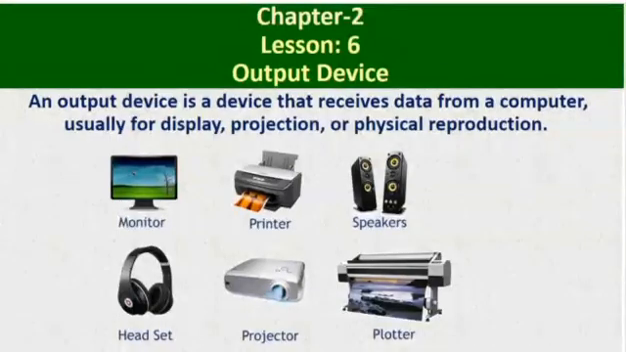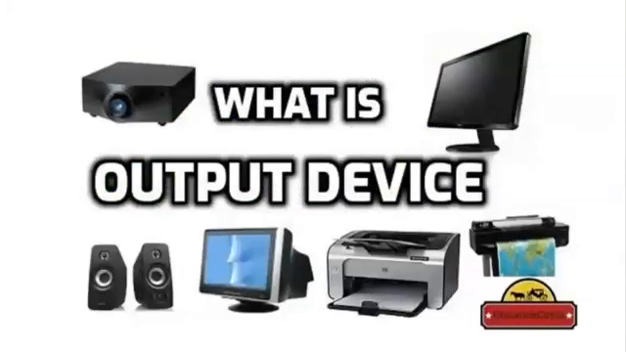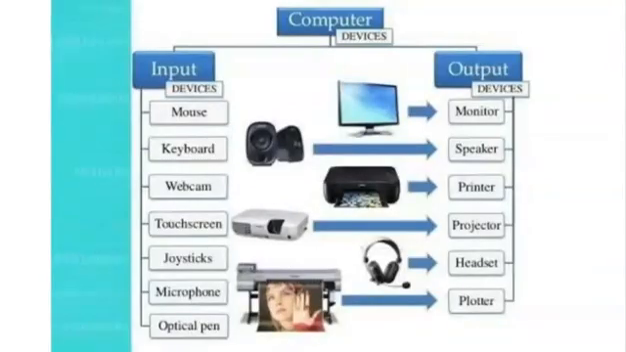First of all, we have to know what is output device. An output device is a device that receives data from a computer and usually for display, projection or physical reproduction. Here are some examples of output device: monitor, printer, speakers, headset, projector, plotter. So now you can see here we have learned already what is output device. Here are more pictures of output device.